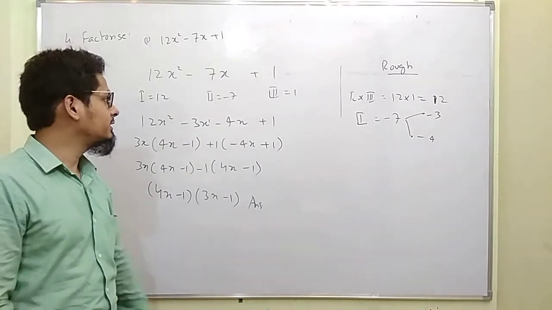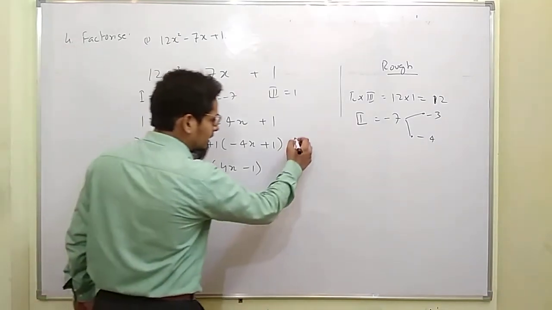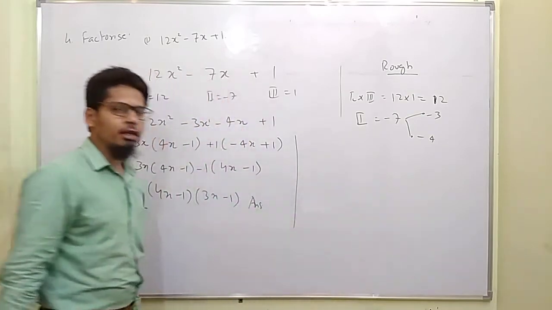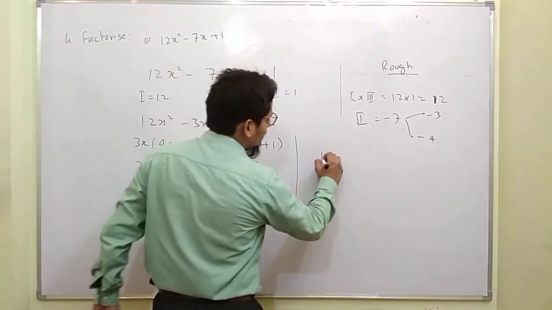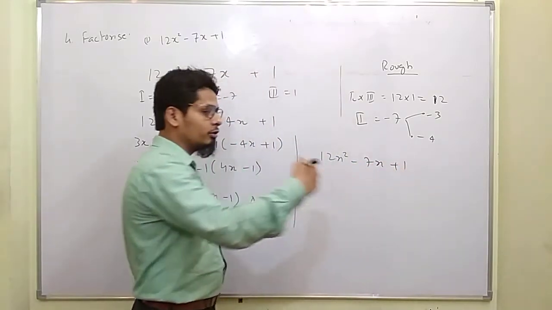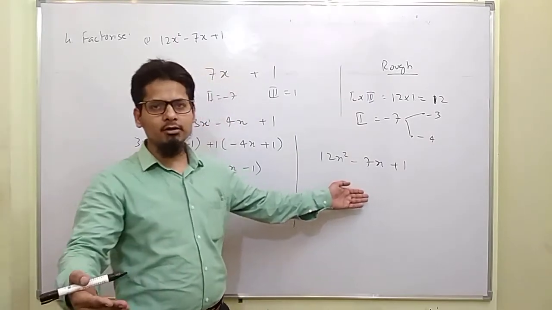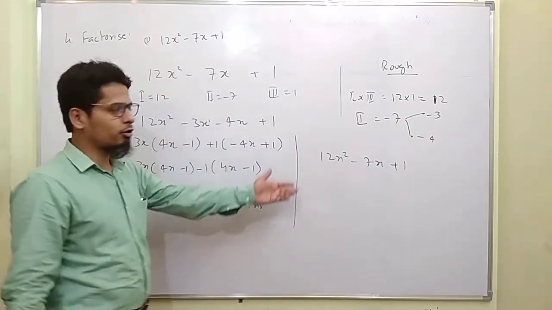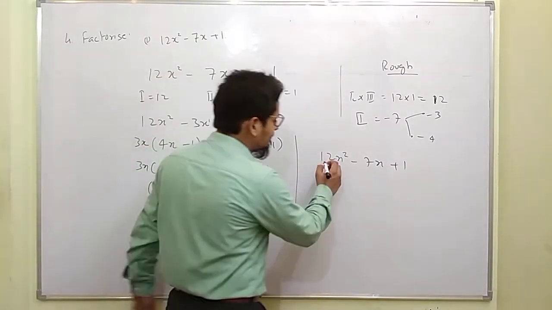What are these things? The things are actually, class, you see, always keep these in your mind. For example, the question is 12x square minus 7x plus 1, and it might be solved this way. It is one way, one process, to take out the factor. Class, it is 12, and this is 7.